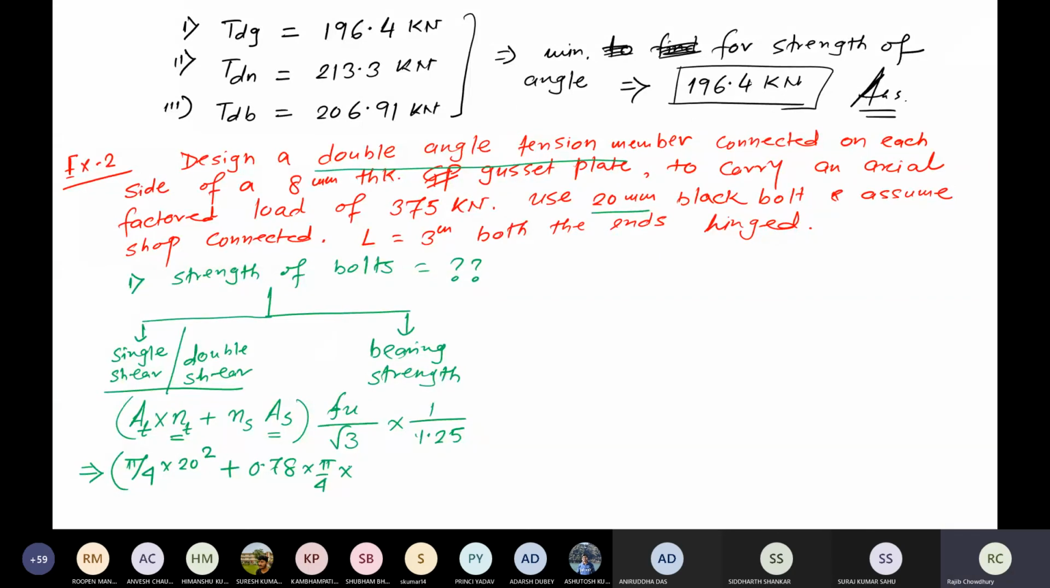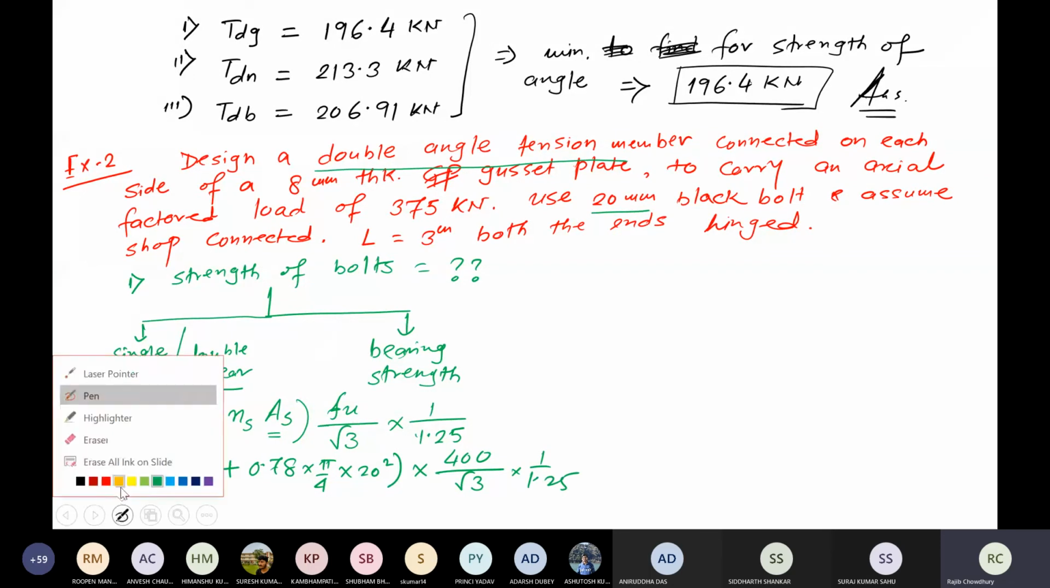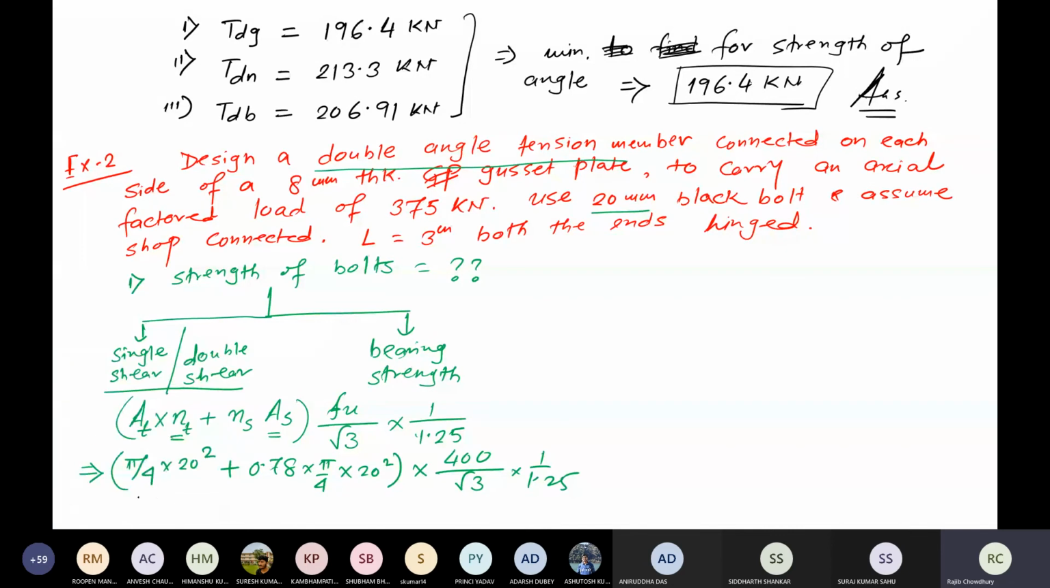You can consider both the things at the threaded area, or both at the shank area, or one at the thread and one at the shank, times 20 square times 400 divided by square root of 3 times 1 by 1.25, which is coming around to me 103.31 kilonewton. Okay, same thing, it is a design problem.